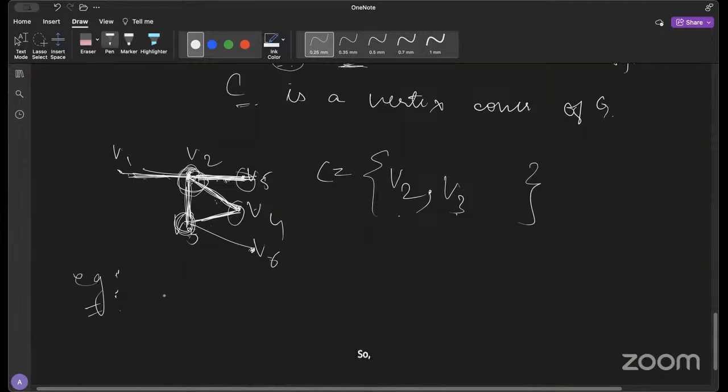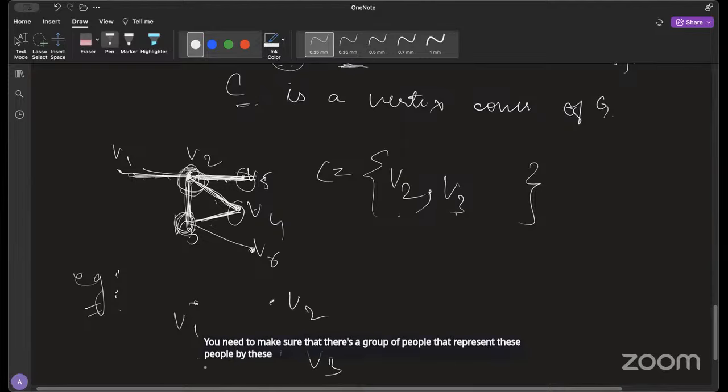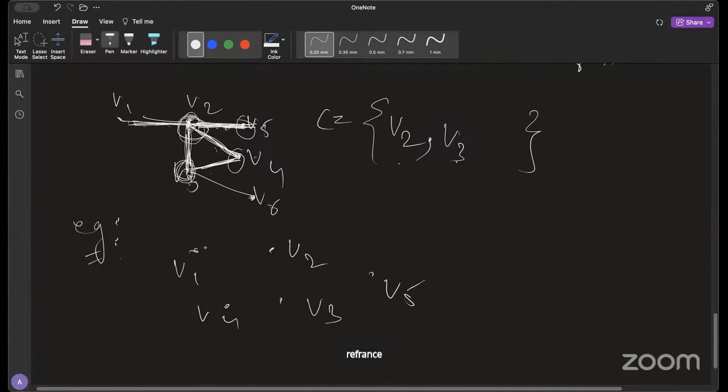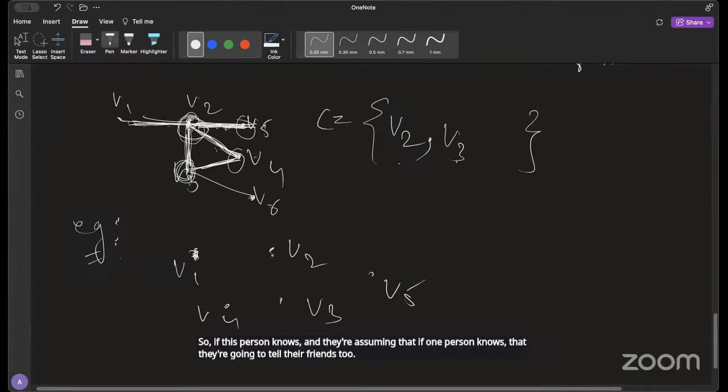So another example could be, let's say there's a product and you are selling that product, and you need to make sure that there's a group of people, and let's represent these people by V1, V2, V3, V4 and V5. You need to make sure that your product is advertised to every person, or every person knows about your product. We're assuming that if one person knows, they're going to tell their friends too. So this is an assumption that we're making here.